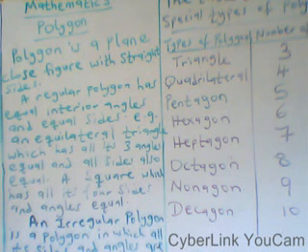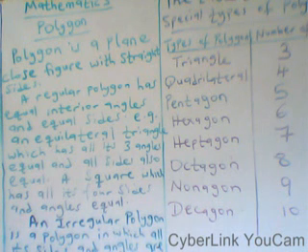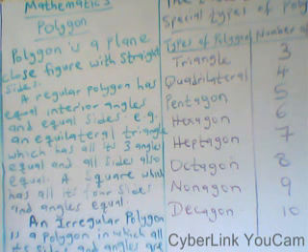Today we are going to take a topic called polygon. A polygon is a plane closed figure with straight sides. As we have the definition on the board, it is a plane closed figure with straight sides. And the polygon we are talking about is of two types: a regular polygon and an irregular polygon.